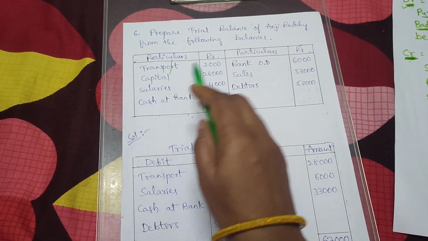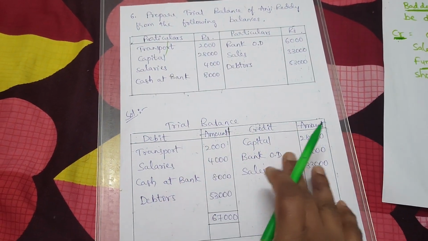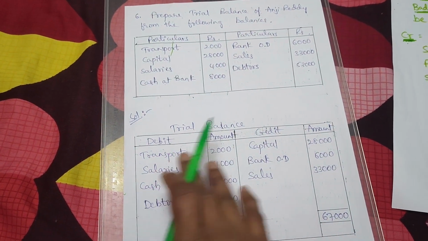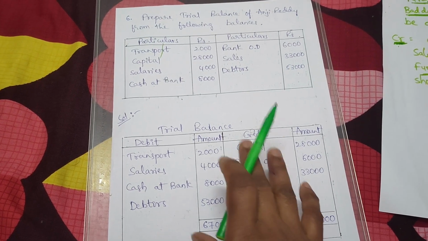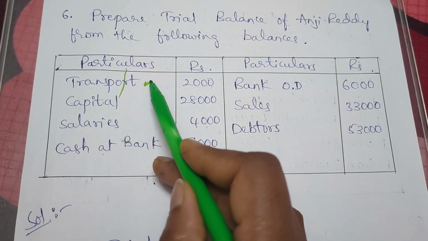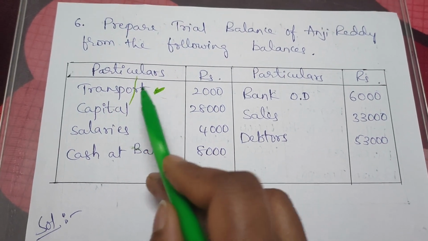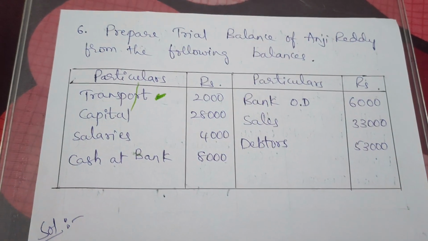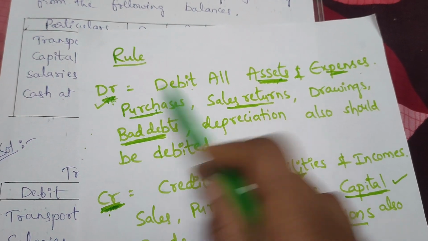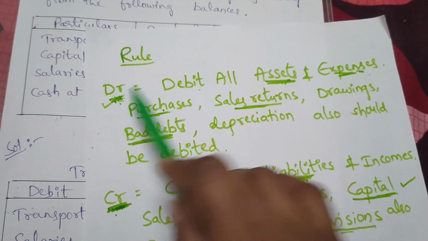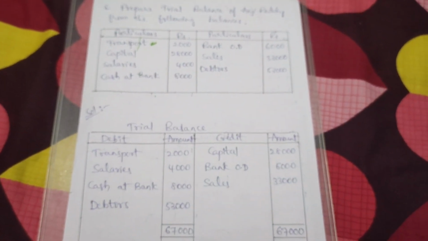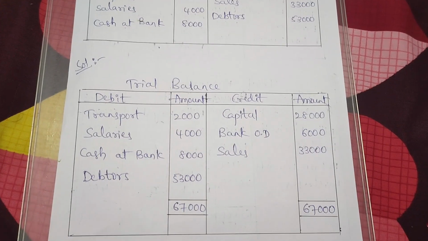And debit amount, credit amount columns are ready. And here all the items are given. These all items should be recorded under the proper side. These items may appear on the debit or under the credit. Let us see where actually these are going to appear. First one, transport. Transport is nothing but expenditure for the business. So all expenses we have to debit. So here transport we should record under debit.